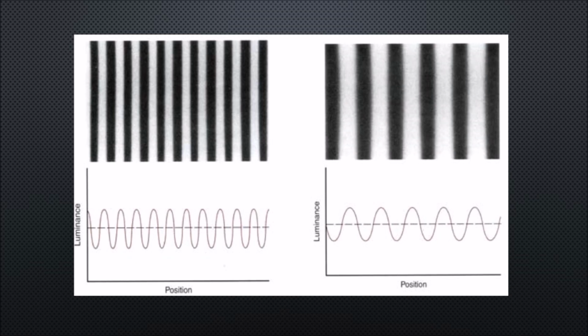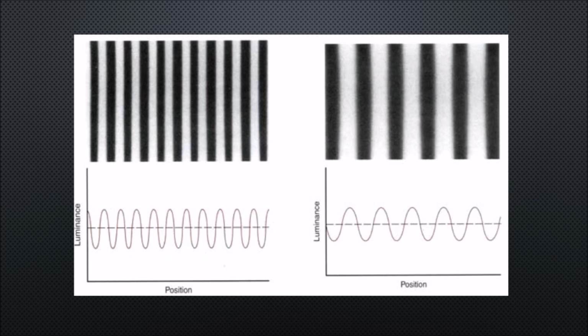Here are two gratings. As can be seen, there are more cycles, or in other words, alternations between black and white in the left compared to the right. Therefore, it has a high spatial frequency, and the one on the right has a lower spatial frequency.